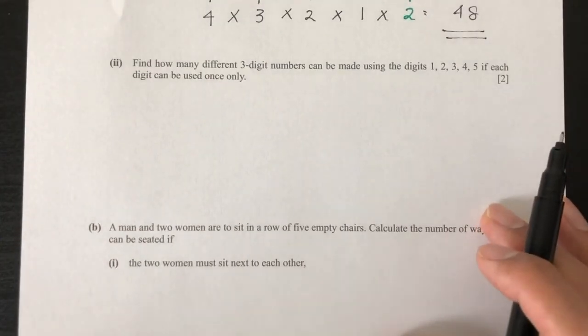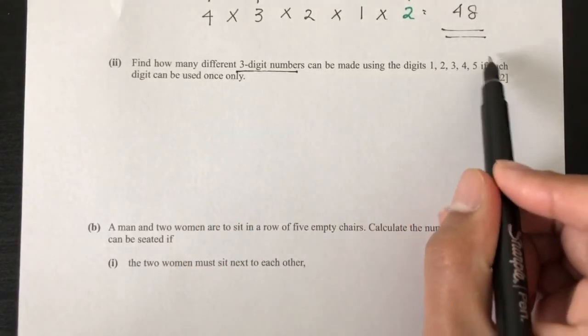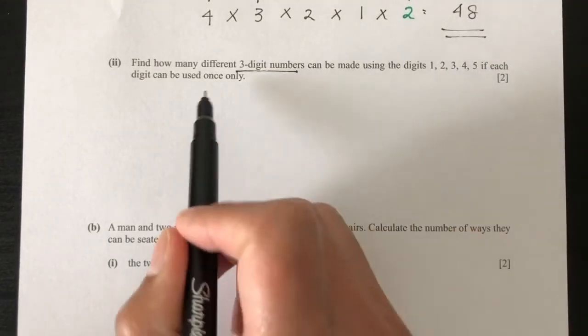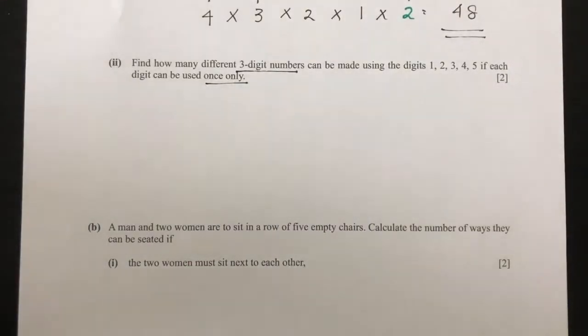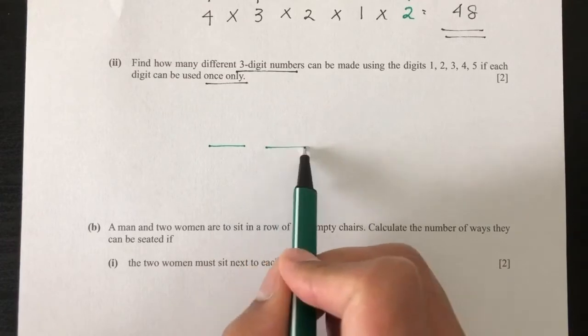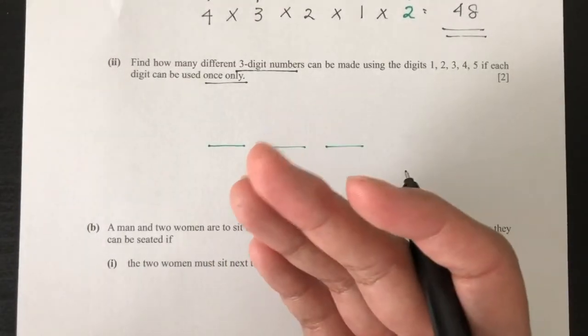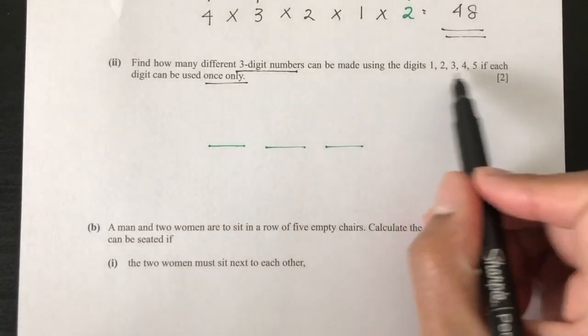Now for part 2, find how many different 3-digit numbers can be made using these numbers from this list, if each number can be used only once. So now again, we have to form a 3-digit number. Let's make 3 spaces. 1, 2, 3. So now we don't have any conditions like even or odd, so we can choose anything we want to.